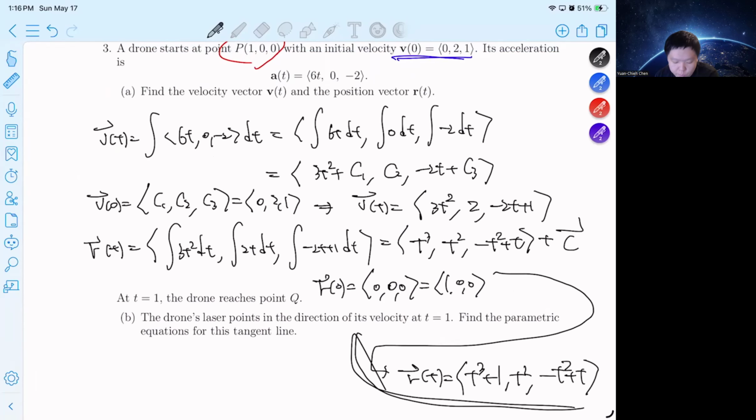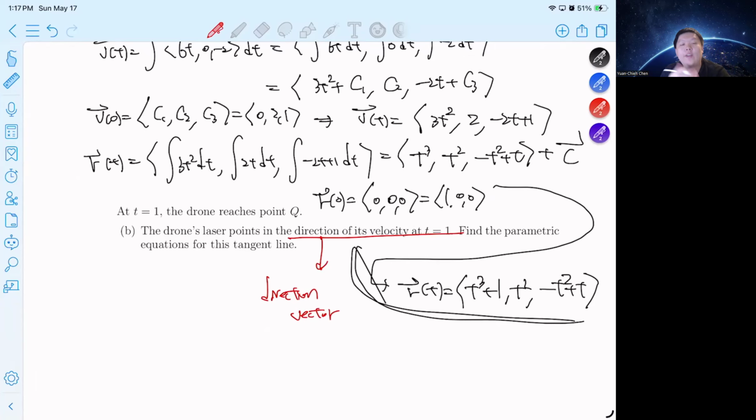Okay, so what about the next question? The drone flies from P to Q at t equals 1. So the drone is pointing in the direction of the velocity at t equals 1. Find the parametric equation for this tangent line. So the direction points at this direction, so this is my direction vector. If I have a direction vector, I only have to find a point on the line. So at t equals 1, it reaches Q, so passing R(1). And that's it.